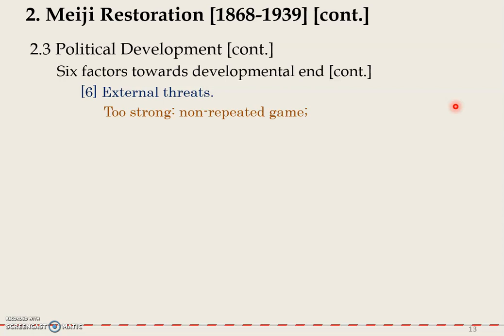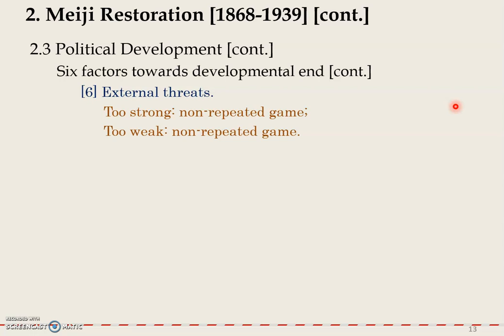And if that is the case, the ruling elite might just think about the quickest way they can take the property or the wealth away from the general public before the foreign competitors come in and do that, right? So that's what a developmental state won't do.